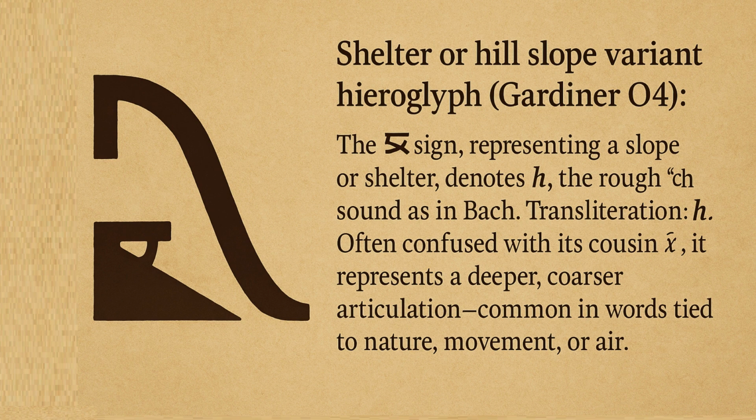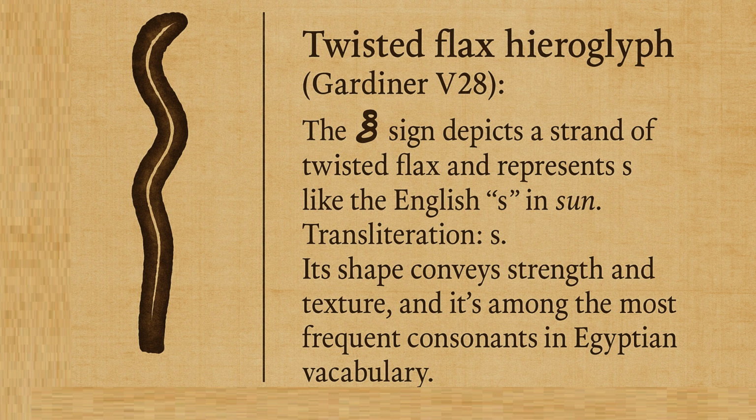21. Shelter, or hill slope variant hieroglyph, Gardiner O4. The sign, representing a slope or shelter, denotes the rough ch sound, as in Bach. Transliteration. Often confused with its cousin, it represents a deeper, coarser articulation common in words tied to nature, movement, or air.